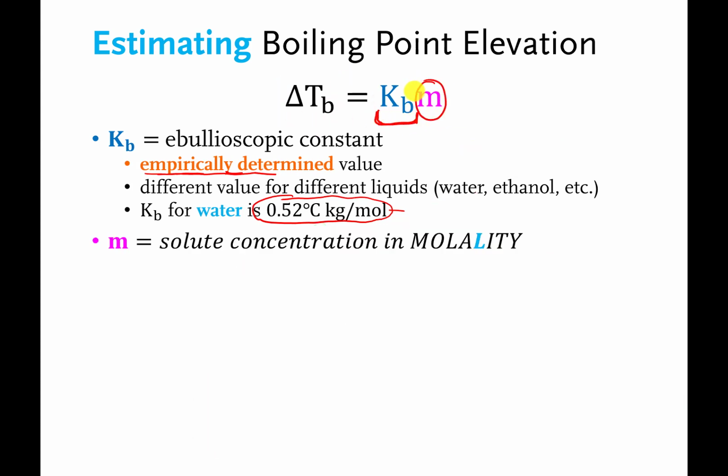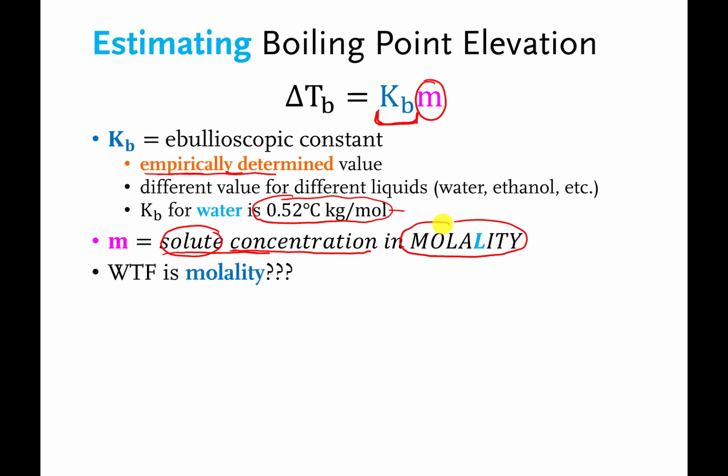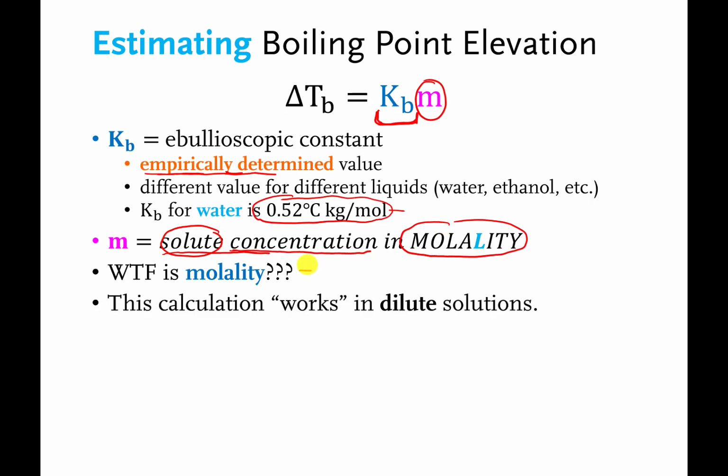The M number is also a little bit weird. It is the solute concentration. Remember, solute is the stuff you're dissolving. It's the concentration of the stuff you're dissolving, but in these weird units called molality units. So what the frig is molality? It sounds like molarity, which we've covered in a previous semester, but it's not molarity. I'll talk about what molality is on the next slide.